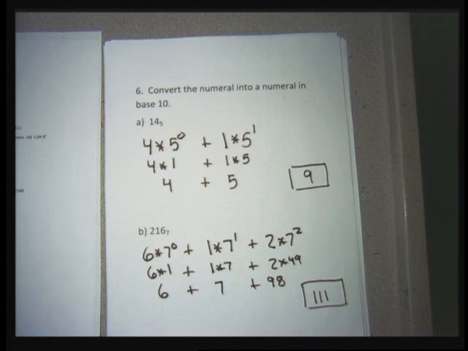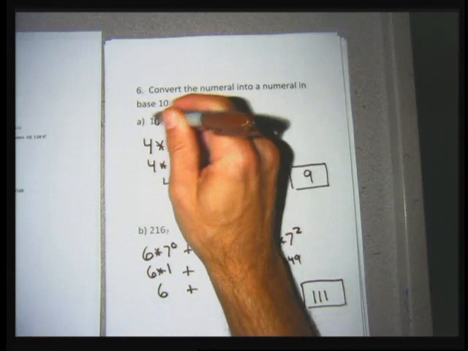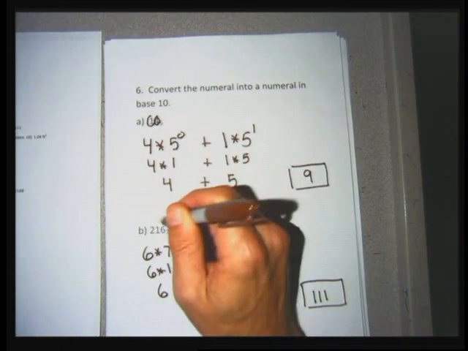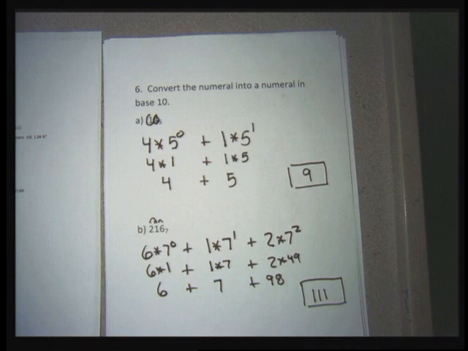For me, it's easier to convert from a base into base 10, because you don't need to have any numbers ahead of time. I just work backwards. Here I started with the 4, then I did the 1. Here I went 6, 1, 2, and multiplied each by the power of the base, starting at 0, working its way up.